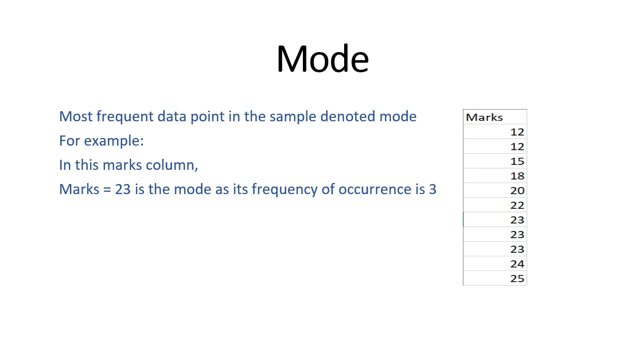Mode. Basically, mode is the most frequent data point in the sample. For example, in our marks column, 23 is the most frequent data point. So the mode for this example is 23 because its frequency is 3.